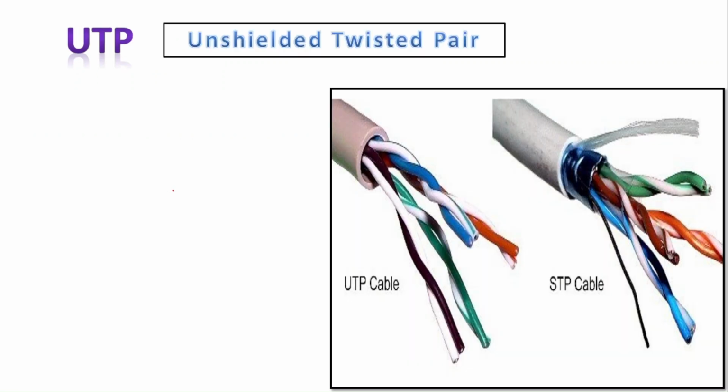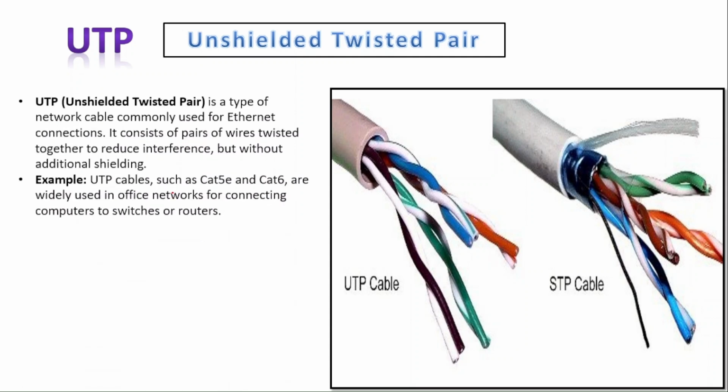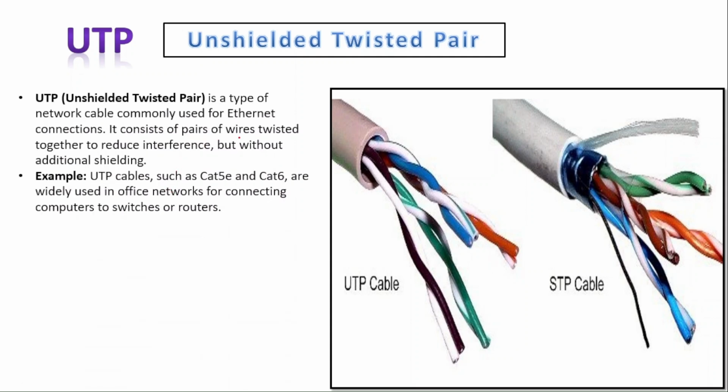UTP, that is Unshielded Twisted Pair. So UTP, Unshielded Twisted Pair, is a type of network cable commonly used for Ethernet connections. It consists of pairs of wires twisted together to reduce interference but without additional shielding. Example, UTP cables such as Cat5e and Cat6 are widely used in office networks for connecting computers to switches or routers.